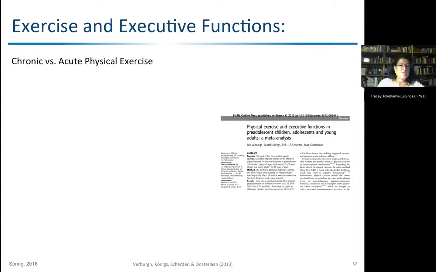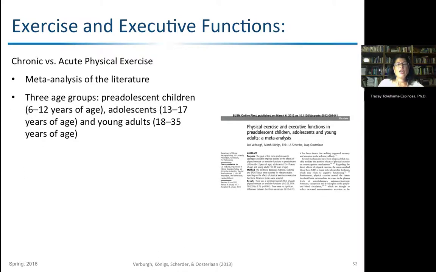A third area of interventions has to do with exercise. And we divide exercise, at least in this study by Verburgh and colleagues, into two different types of exercise: chronic versus acute physical exercise. So what did they do? They did a meta-analysis of the literature. They looked at three different age groups: pre-adolescent kids, adolescents, as well as young adults.